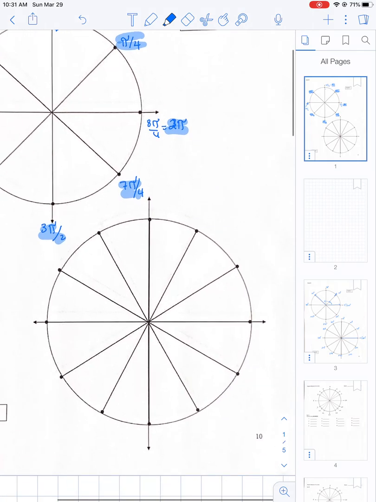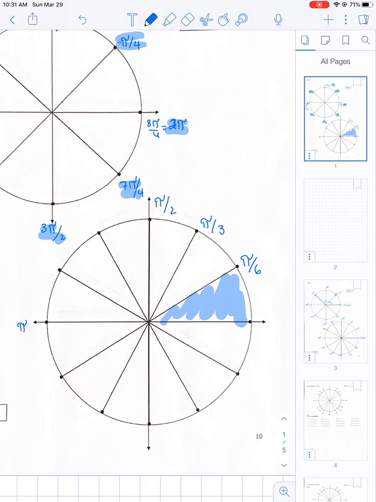Down on the circle below here, we have that pi is now, instead of divided into 4s, divided into 6s. So it would make sense that this right here is 1/6 of pi. So this would be pi over 6, 2 pi over 6, which is pi over 3, 3 pi over 6, which is pi over 2, 4 pi over 6, which is 2 pi over 3, 5 pi over 6, 6 pi over 6, which is equivalent to pi, 7 pi over 6, 8 pi over 6, which when you reduce it is 4 pi over 3.